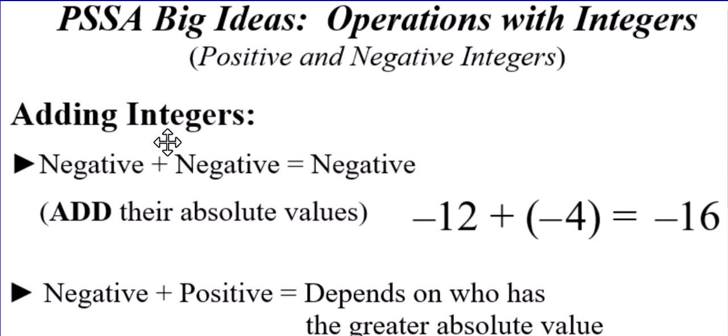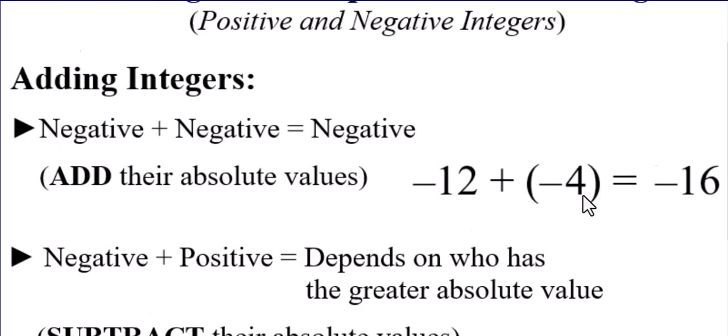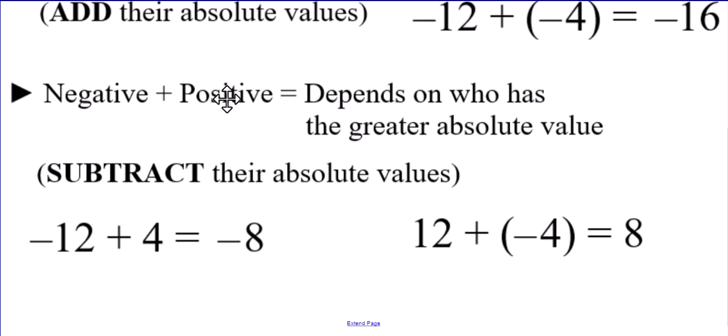You don't always add just because you see addition. If you have a negative plus a negative, or a positive plus a positive, then you will add their absolute values. And a negative plus a negative is going to equal a negative, just like a positive plus a positive would equal a positive. However, if you have a negative plus a positive, then you will subtract in your head, subtract the absolute values, and sometimes you'll subtract off to the side. The answer will depend on who has the bigger absolute value.